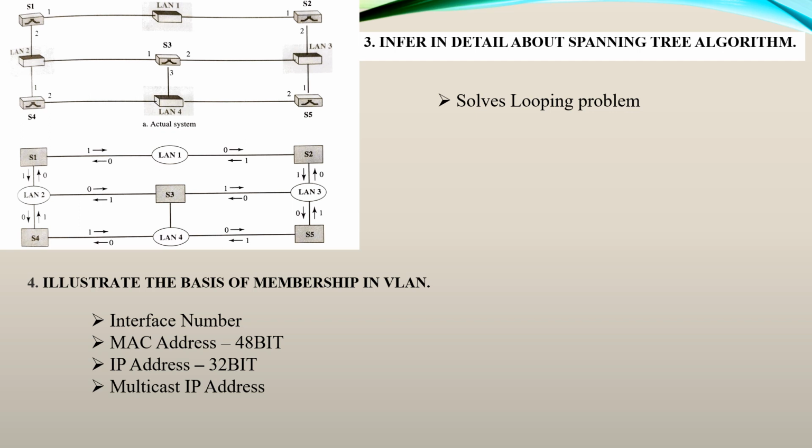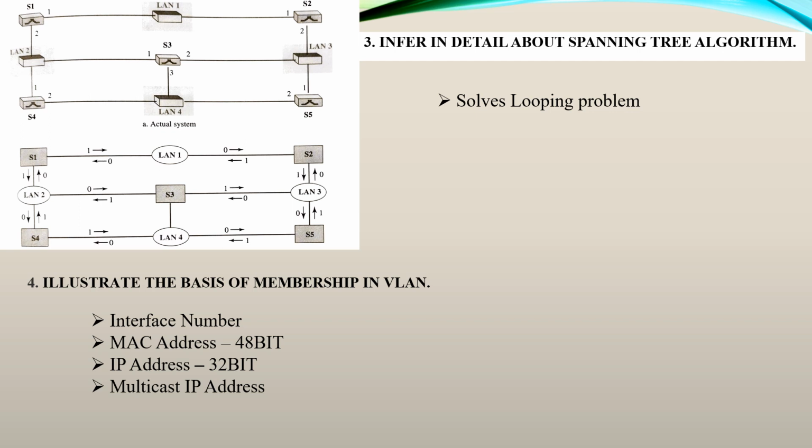So with this diagram you will be explaining the spanning tree algorithm. Fourth one, illustrate the basis of membership in VLAN. So to have a basis of membership in VLAN, that is virtual LAN, these are the four things that you have to remember. Interface number.